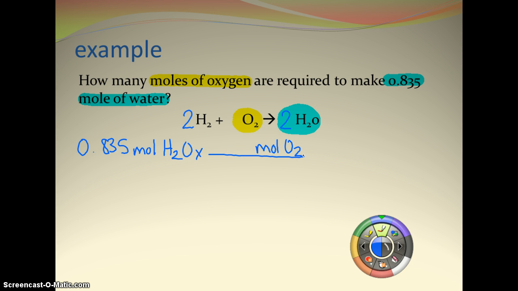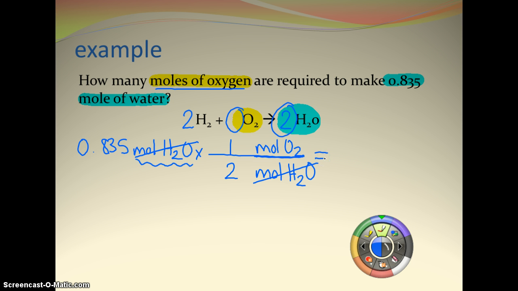What unit are we trying to get rid of? We're trying to get rid of mole of water. That's going to go on the bottom. Now look at your balanced equation. What's the coefficient for oxygen? Coefficient is 1. What's the coefficient for water? Coefficient is 2. Since you're trying to find moles of oxygen, and that's what we have here in our numerator, moles of water cancel out, you don't need any more steps.